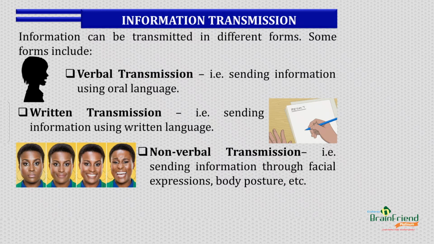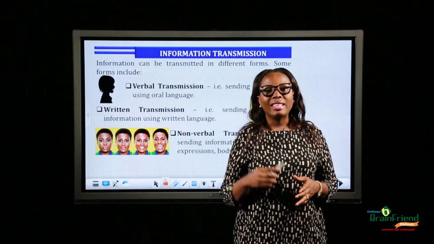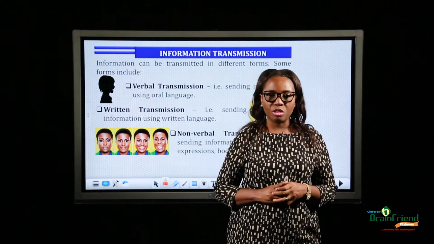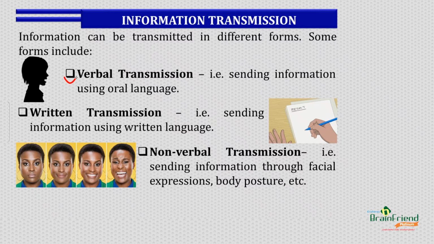Information can be transmitted in different forms. Over time, there have been several classifications of these forms. Some forms of information transmission include verbal transmission, written transmission, and non-verbal transmission. In verbal transmission, we send information using oral language, meaning we talk, we use our mouth to transmit information. In written transmission, we send information using written language. We use symbols, text, alphabets to send information.